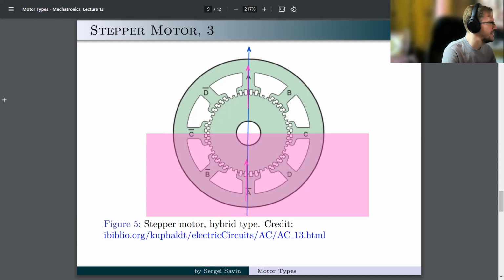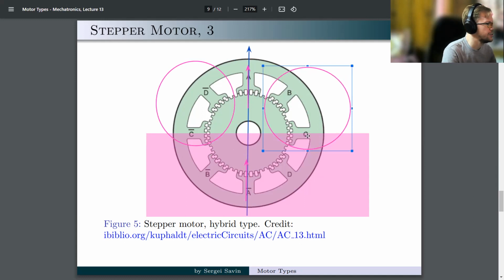Now, let's say we switch on, and by the way, what happens here is irrelevant because those sources of magnetic field are not switched on. So it doesn't actually matter what happens in there. What matters is what happens here.